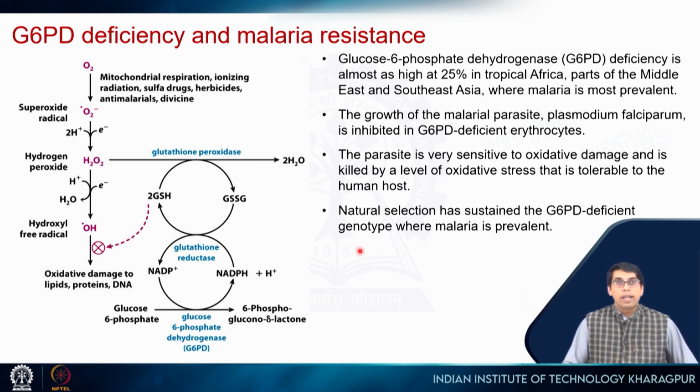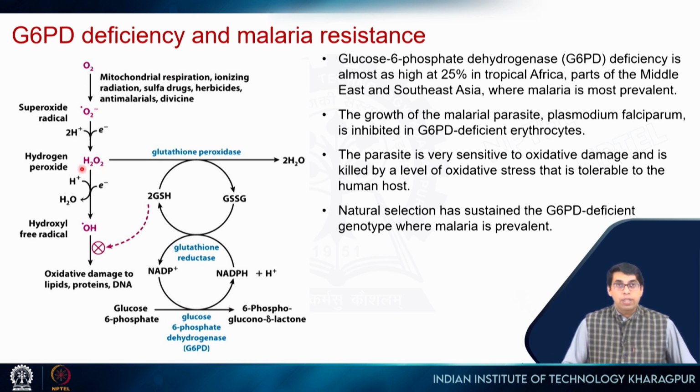So, it turns out that this function has certain important consequences. Okay. So, what we see here is this is oxygen, right. So, mitochondrial respiration, ionization radiation, different drug molecules that we take, pollutants like herbicides, right. All these different things can result in the production of superoxide radical. Okay. So, this is a very reactive oxygen species, which gets converted to hydrogen peroxide. Okay. So, this is also a highly reactive molecule.